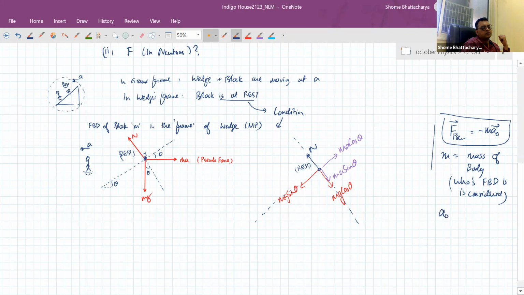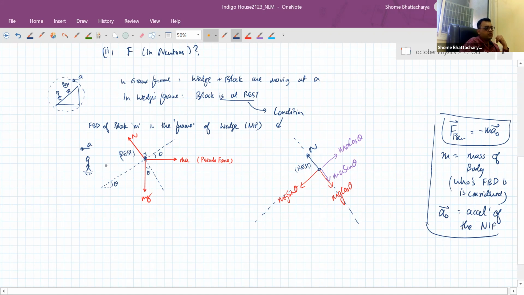Okay. And a naught is not the acceleration of that body, but a naught is the acceleration of the non-inertial frame in which we are making the FBD of this block or of this body of mass m. So here the non-inertial frame of the wedge has an acceleration a, whereas the block whose FBD we are making is of mass small m, that is at rest in that frame. So these are the forces acting on it: pseudo force, weight, and normal reaction. So the condition for the block to remain at rest is that pseudo force's cos component should be able to balance mg sine component. That is what will keep it from sliding down the inclined plane.